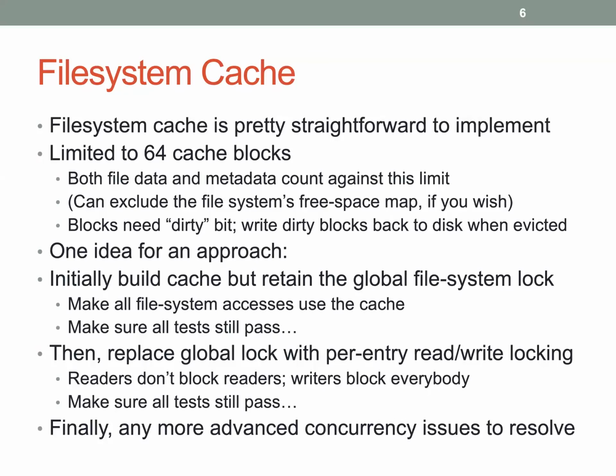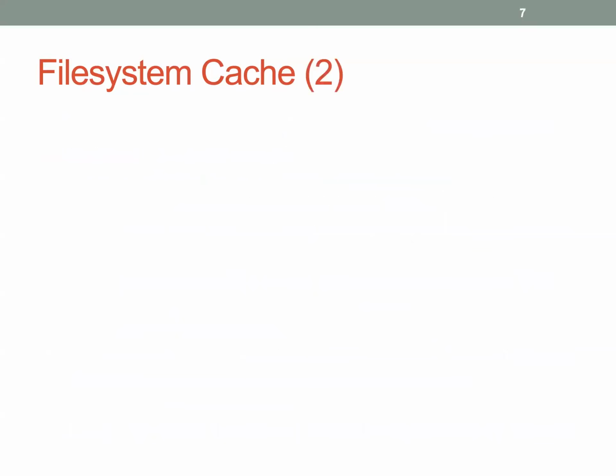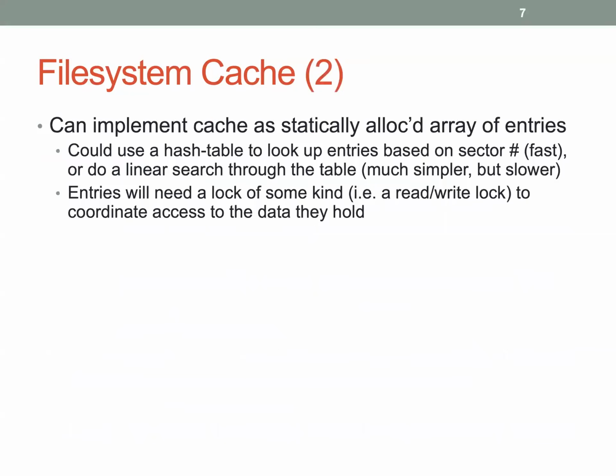Okay, finally, any more advanced concurrency issues to resolve? Because you will start to run into other concurrency issues, file extension, directory access, and probably a few other things as well. Now, there's 2 ways you can do the file system cache. There's the easy way, hint, hint, you should totally consider doing this, which is just having a statically allocated array. In one of your .c files, you'll have an array of 64 entries where each entry can hold a block of data. That ends up in the kernel memory allocation, so that's going to be kernel pages.